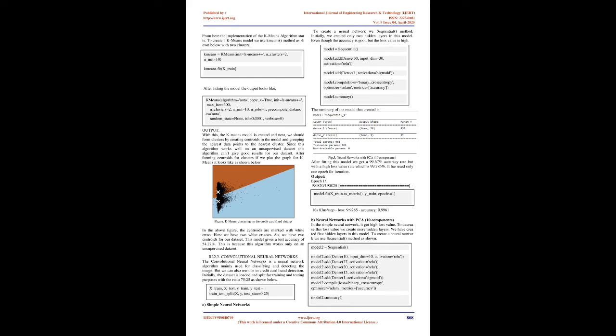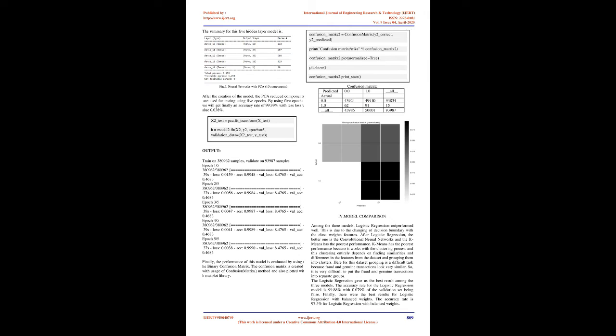Figure: K-means clustering on the credit card fraud dataset. In the above figure, the centroids are marked with white cross. Here we have 2 white crosses. So, we have 2 centroids for our dataset. This model gives a test accuracy of 54.27%. This is because this algorithm works only on an unsupervised dataset.